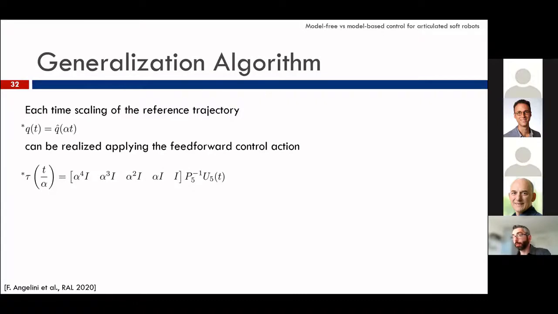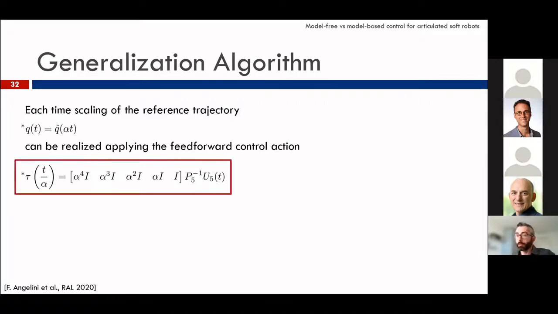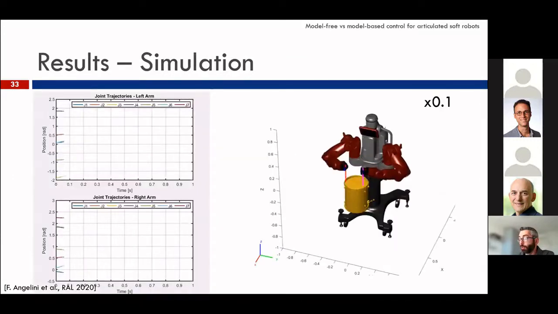So with that, we have that the algorithm is very simple. So given a new time scaling factor alpha, we can simply invert P and multiply it by U, that collects all the torque examples, and we'll obtain the control action to track the same trajectory with a new time scaling factor. I will show you one simulation result.